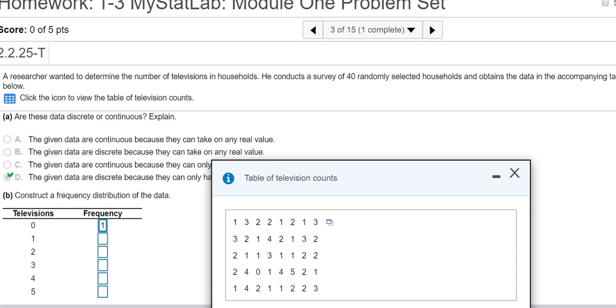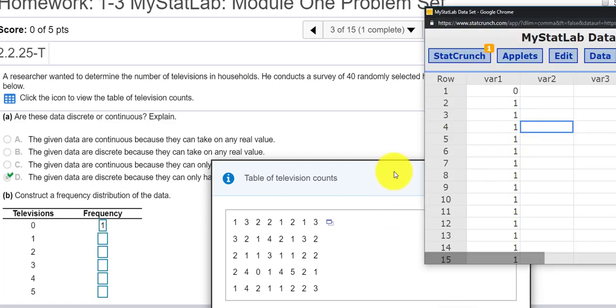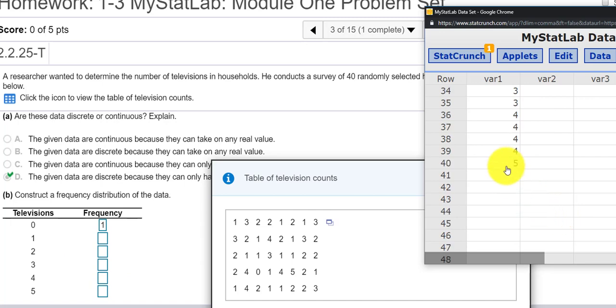Oh, where'd it go? Here we go. So for 1 television, I'd have to count all of my 1s. And for my 2s, and all the way down, a couple of people have 5 TVs, right? So for how many people have 5 televisions, that would be 1. How many people have 4 televisions? 1, 2, 3, 4. So I'd put a 4 here. So let me just complete this data.